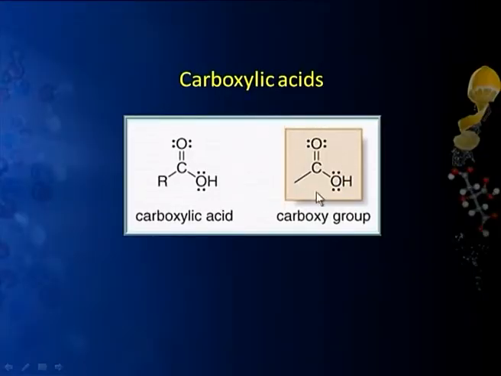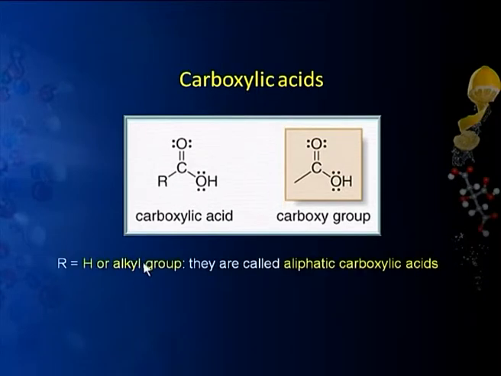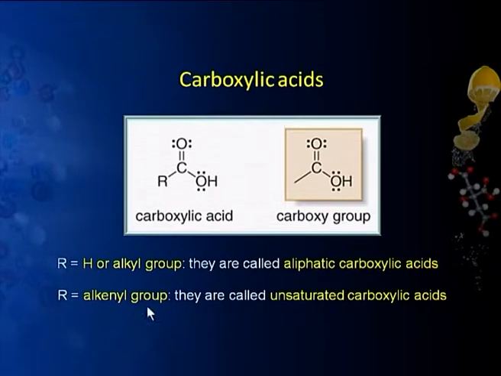We had discussed earlier that carboxylic acids contain the functional group COOH, and this group is attached to some carbon chain. When this R group is either hydrogen or some alkyl group, we call them aliphatic carboxylic acids, and when this R is some aromatic unit, we call them aromatic carboxylic acids. But if this carbon chain has some pi bond in it, meaning it is unsaturated, or if this R is some alkenyl group, then these are called unsaturated carboxylic acids.